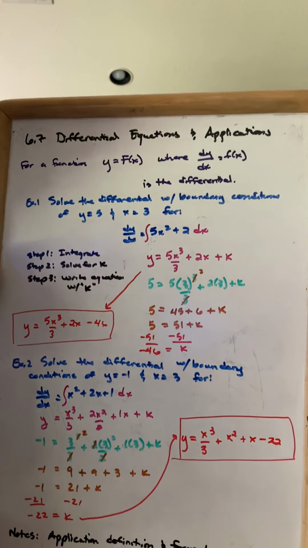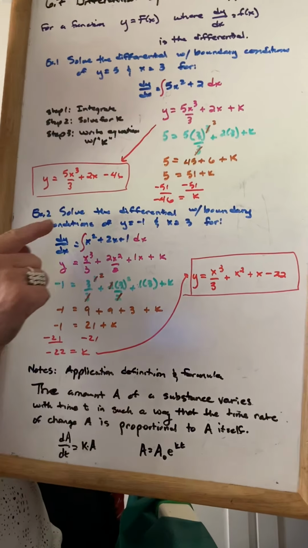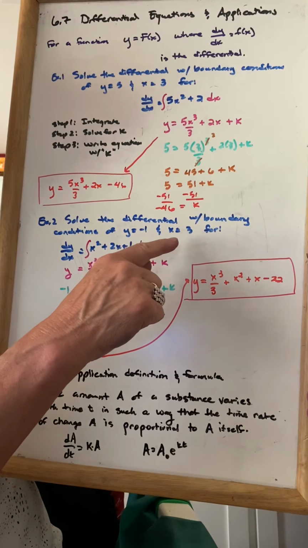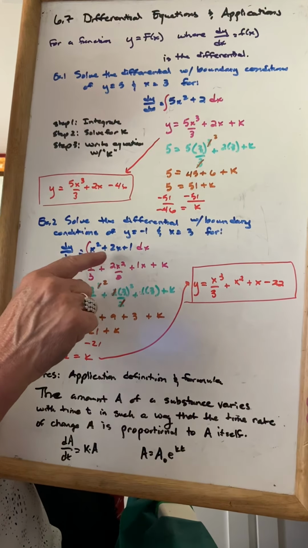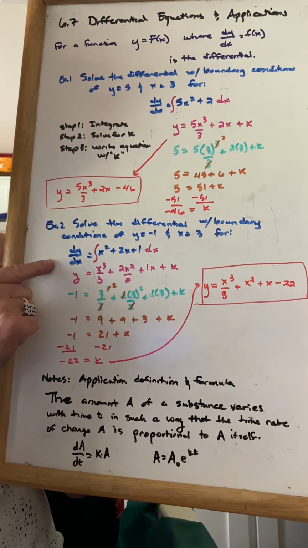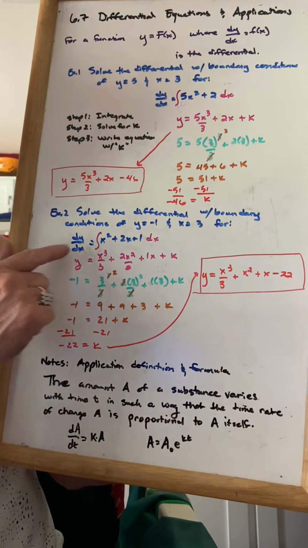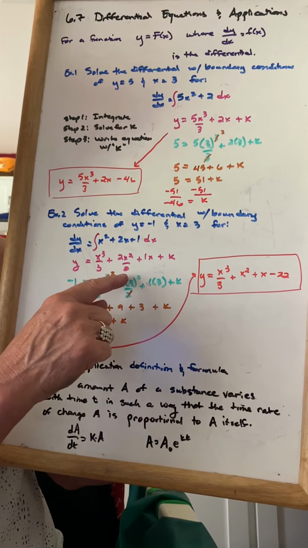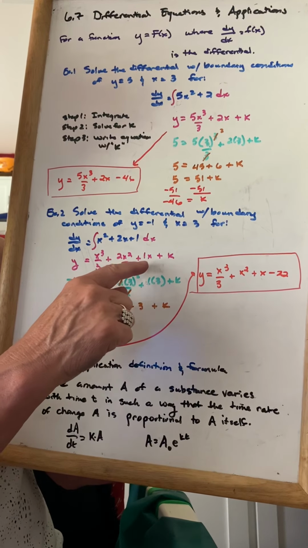All right, we'll do the second equation. Solve the differential with boundary conditions of y equals negative 1 and x equals 3, for x squared plus 2x plus 1 as your dy/dx. So you have to integrate to get your y. x squared integrates to x cubed over 3. 2x is 2x squared over 2, plus 1x plus k.